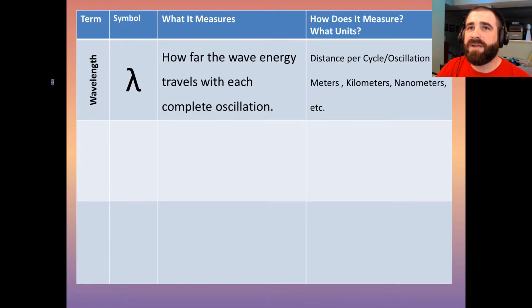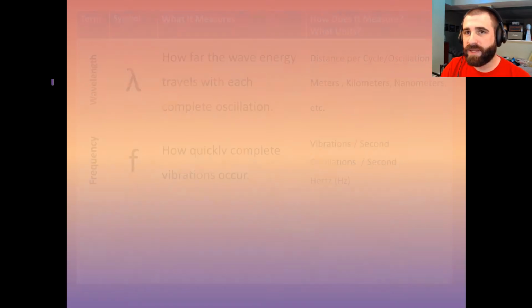So lambda, wavelength, measures how far the energy travels with each complete oscillation. We want to think of waves as steps, right? You are the energy, and each step you take is a part of your wave. And wavelength is how big your steps are, how big your stride is. And we measure that in terms of length, how far you travel with each step that you take.